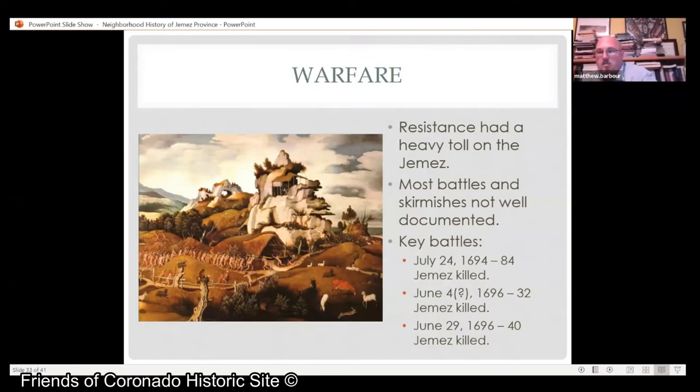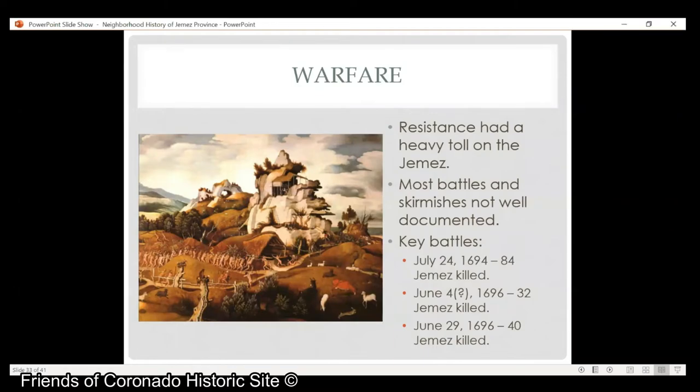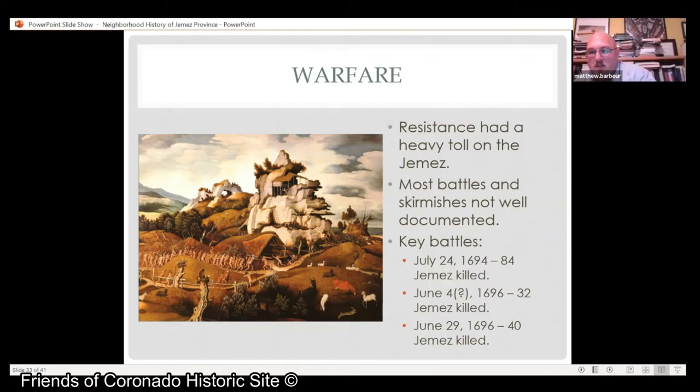Now, it's interesting to note that these numbers in 1694, 1696, these are all really late numbers. Remember, in 1704, they reported there's only 300 Jemez people. So 84 people. Say the population was about 400 in 1694, probably a little larger than that. Say it was 500. That means on July 24th, almost 20% of your population died on that single day. Another potentially 10% of your population died on June 4th of 1696. By then you're probably pretty close to 300. You lose 10% of your population. Those are huge numbers. Can you imagine losing 5% of the American population today in a single battle? So even though these numbers don't appear large to the naked eye, if you really look at what those Spanish estimates are by the end of this time period, those are large numbers of deaths. They're very late in the sequence, but very large numbers of deaths.